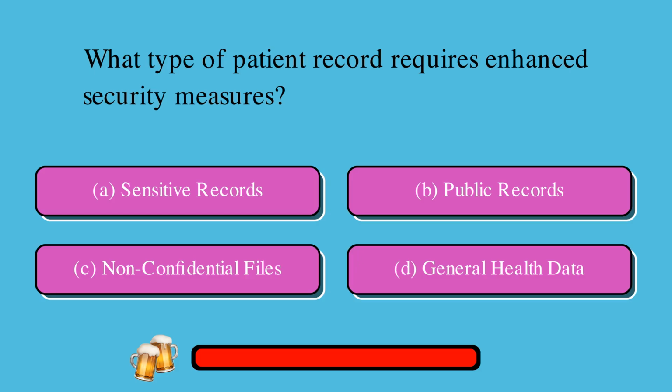What type of patient record requires enhanced security measures? A. Sensitive records, or B. Public records, or C. Non-confidential files, or D. General health data. The correct answer is A. Sensitive records.